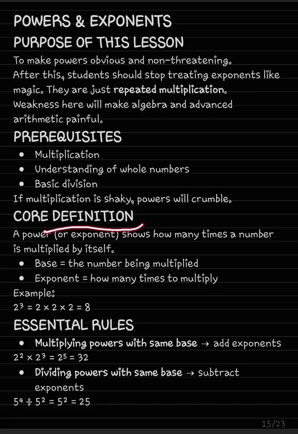The core definition: a power, or an exponent, is a mathematical notation that indicates how many times a specific number is multiplied by itself. It consists of two parts. The base. This is the primary number that is being multiplied. The exponent. This is the smaller number written above the base, which tells you exactly how many times to use that base in a multiplication sequence.